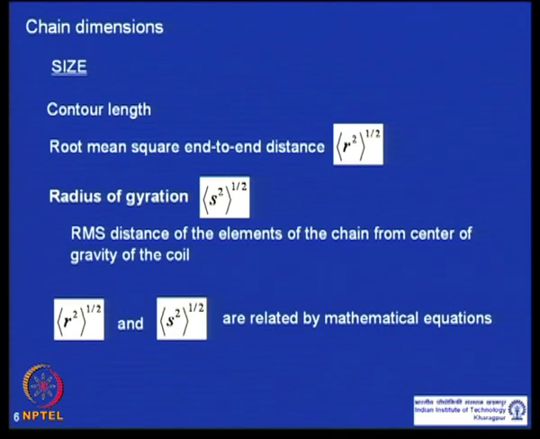Okay. So, the solution behavior of a polymer coil is mostly dependent on the radius of gyration, whereas the rubber elasticity is governed by the root mean square end to end distance.